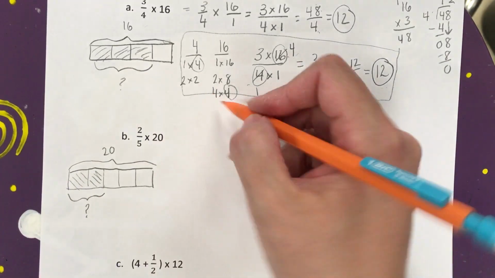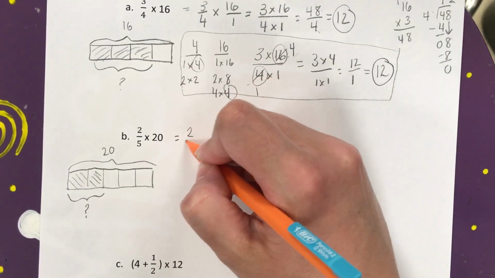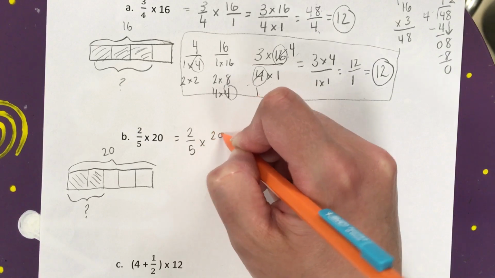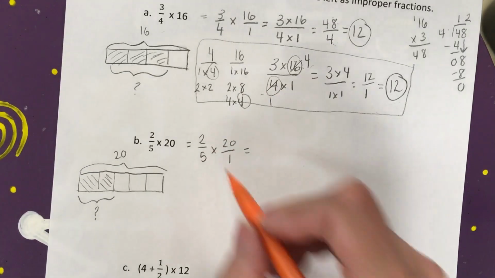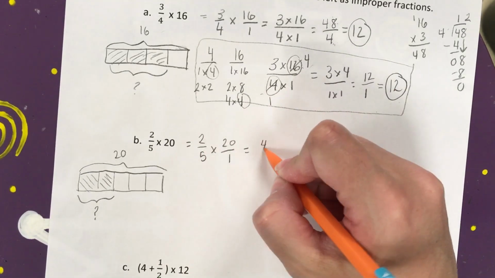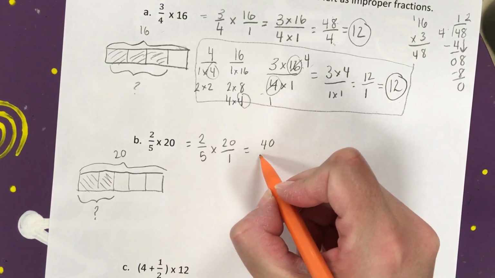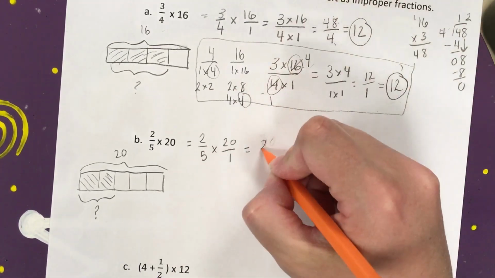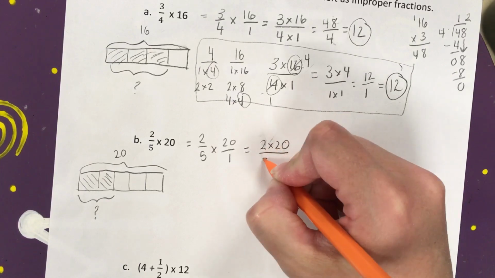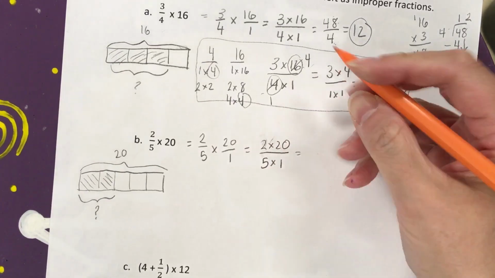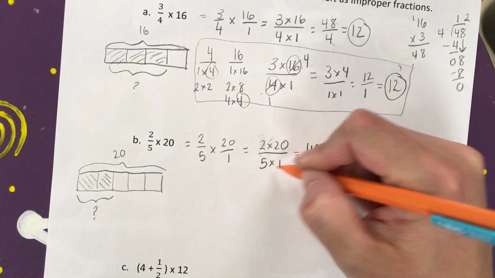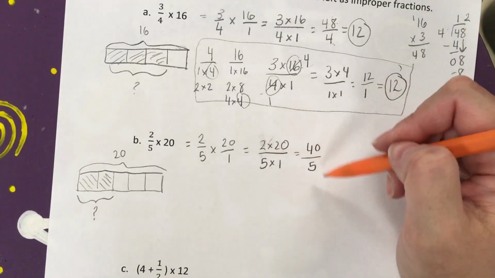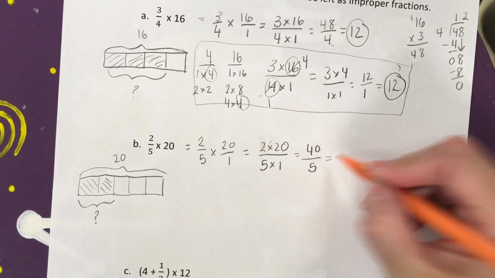So 2/5 times 20, again, I can rewrite as 2/5 times 20 over 1. Multiply across the top, 2 times 20 is 40. Multiply across the bottom. Actually, let me show you that step. So we'd have 2 times 20 over 5 times 1. 2 times 20 equals 40. 5 times 1 equals 5. So we have 40/5. We can't leave it that way. We have to divide it out.